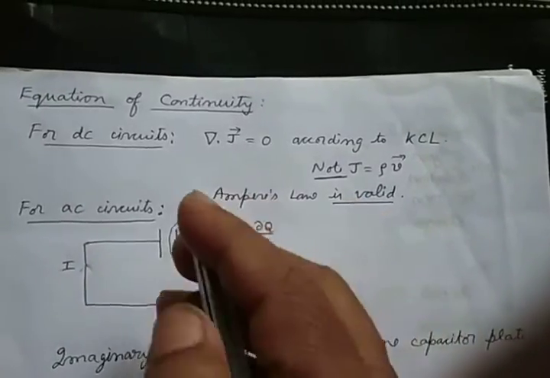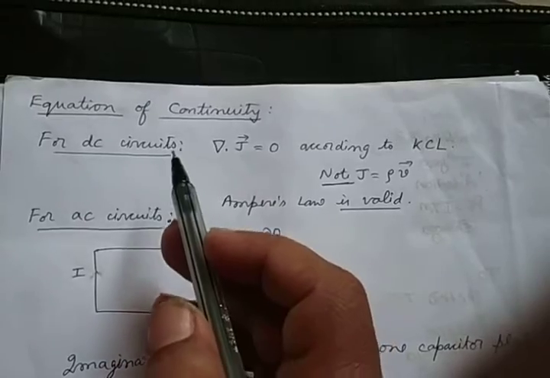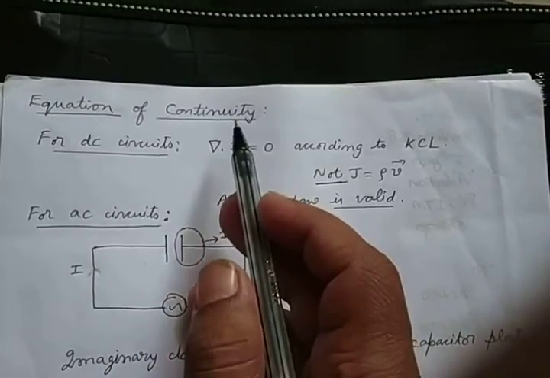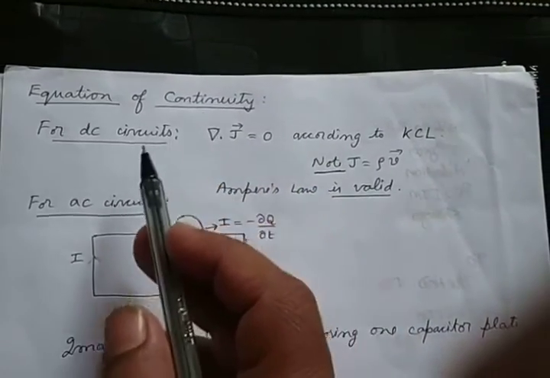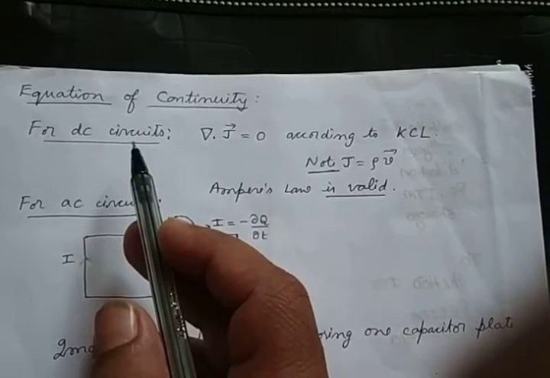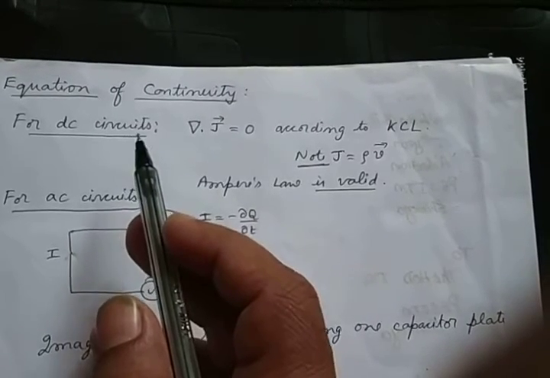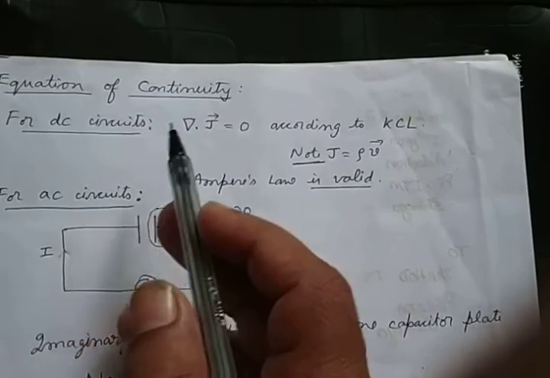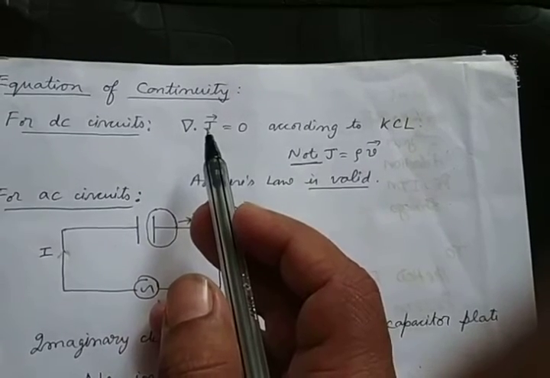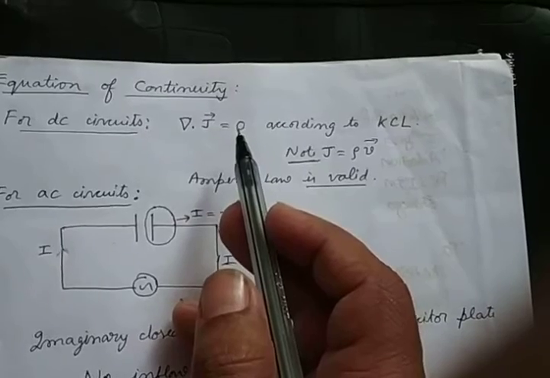Let us now discuss one of the important equations used in electromagnetic field theory, called the equation of continuity. For this, first let us take a DC circuit, like a circuit having a power supply and a resistor. If we take such a DC circuit, the divergence of the current density vector is equal to 0 at some point in that circuit.